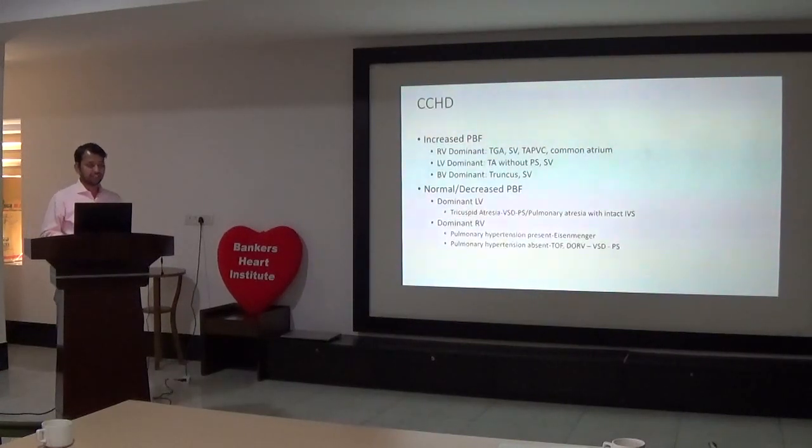In cyanotic congenital heart disease, there can be two types: increased pulmonary blood flow and decreased pulmonary blood flow. RV dominant disease includes transposition of great arteries, single ventricle, DORV, and common arterial trunk. LV dominant disease includes tricuspid atresia without PS and single ventricle, and biventricular dominance in truncus and single ventricles. With normal and decreased pulmonary blood flow, dominant LV circulation includes tricuspid atresia, VSD, PS or pulmonary atresia with intact IVS, and dominant RV includes pulmonary hypertension.